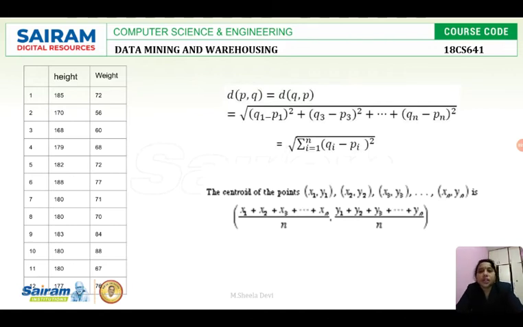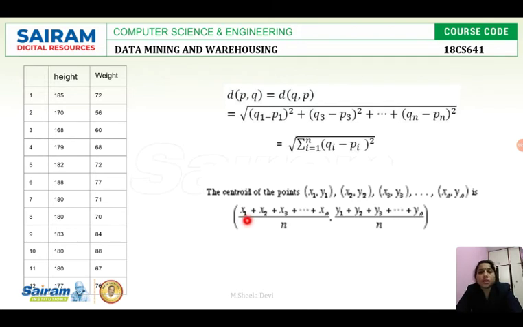I have taken an example of data with height and weight measures. So how are we going to group these data points or objects into k clusters? It can be done with the help of two formulas. One is the Euclidean distance formula, and the second one is the centroid of the points.